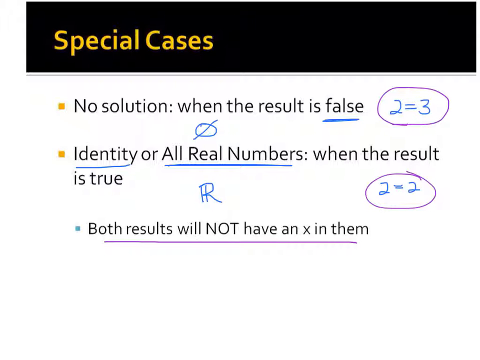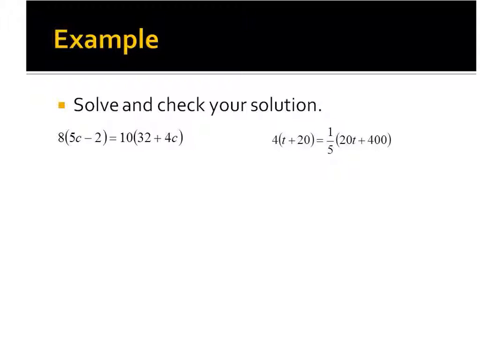So let's look at an example. All right, we're going to do both of these. So first of all, I have a number right outside of the parentheses, so what do I do? I distribute, so we're going to distribute into the parentheses, which is going to give us 40c minus 16 equals 320 plus 40c. All right, so back at the beginning of this lesson when I said I suggest you move the variable first, this is why. So I'm going to move my variable. I'm going to subtract 40c from both sides.